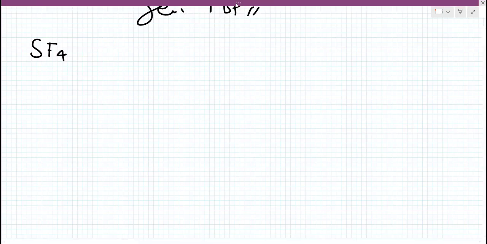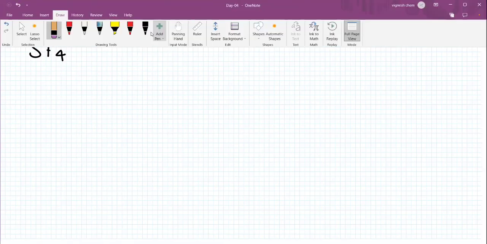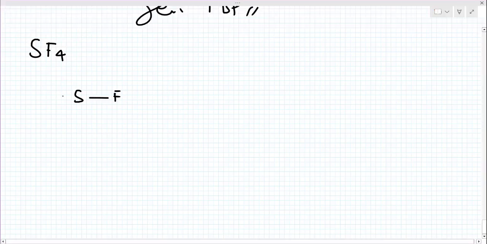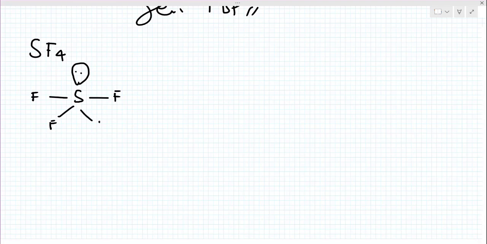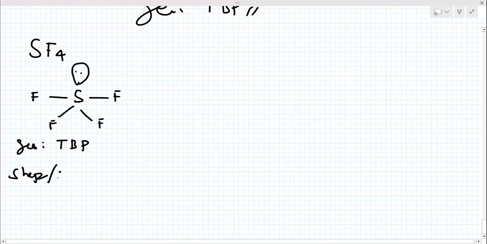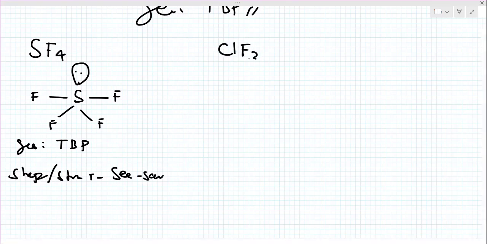First, SF4. Now listen. Sulfur has 6 valence electrons, right? We discussed sulfur. Here are the F atoms and one lone pair. The molecular geometry is trigonal bipyramidal. What is the shape or structure? That is called seesaw. Okay, that is ClF3.